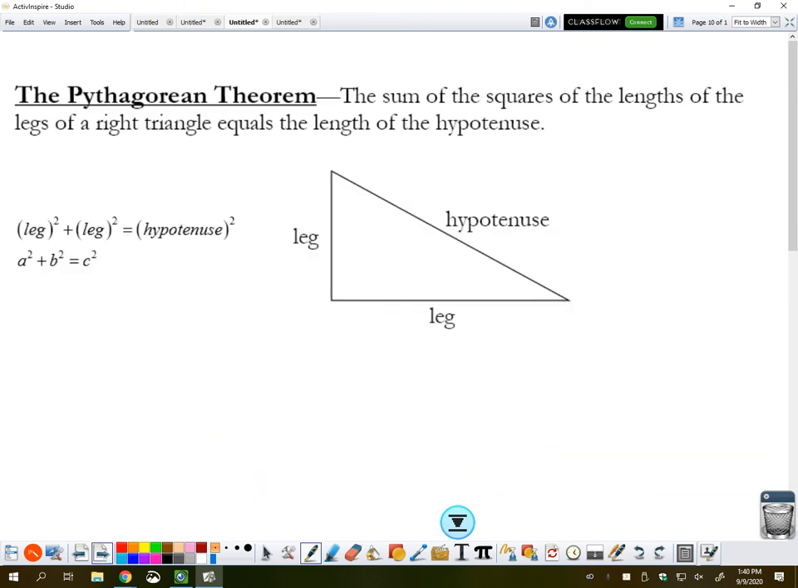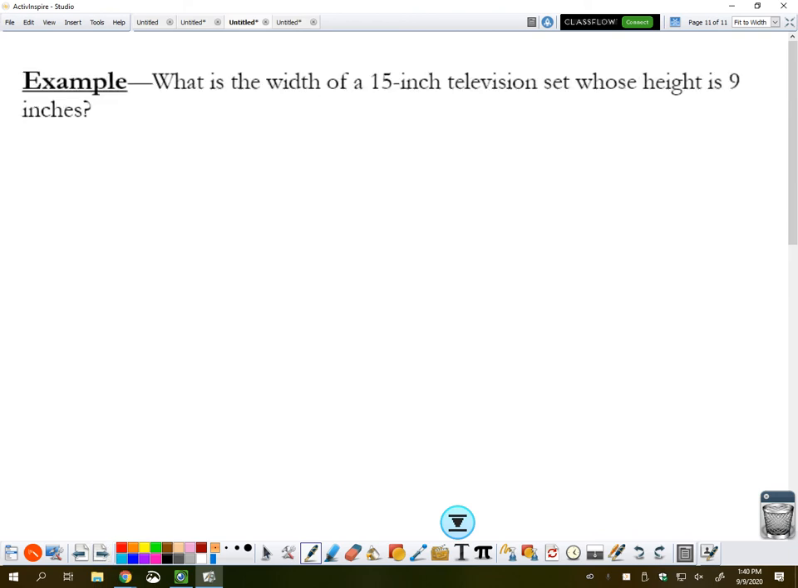Is that it? No. Oh, Pythagorean theorem. They threw this in here because there's some squares in there, but it's goofy. All right, so what's the width of a 15-inch television whose height is 9?